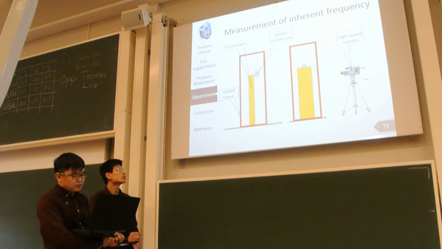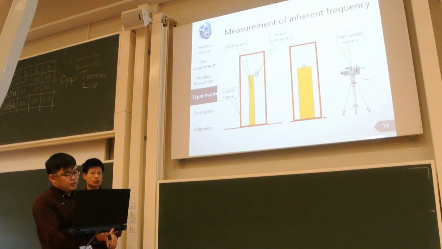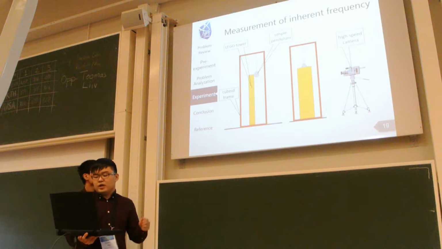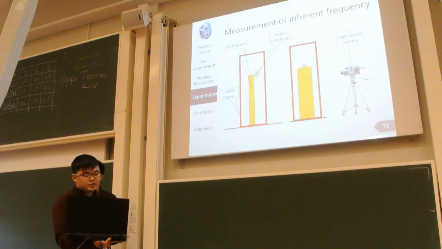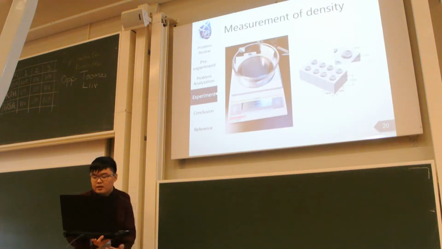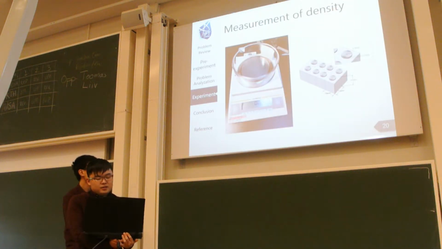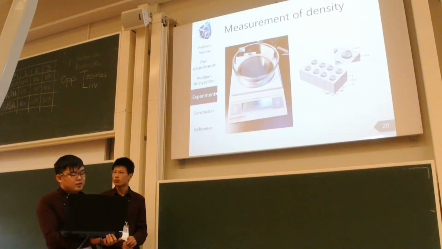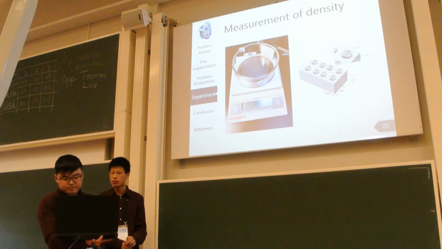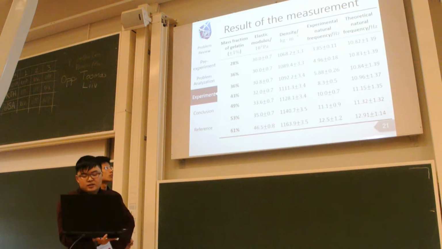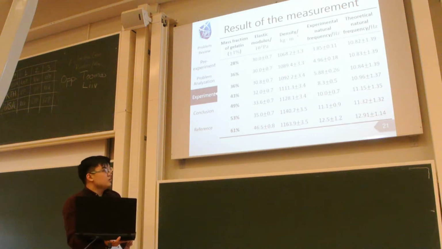We use the collision method to measure the inherent frequency of the tower. Use a simple pendulum to hit the tower with a certain release height, and we use a high-speed camera to record the vibration, thus obtaining the inherent frequency of the tower. We use the electronic balance to measure the weight of the bricks. From the weight and the size we can calculate the density of the bricks. This is the result of all measurements and the theoretical prediction.